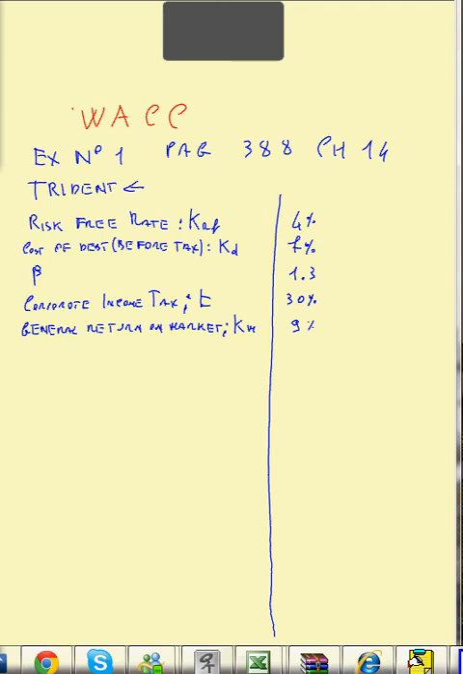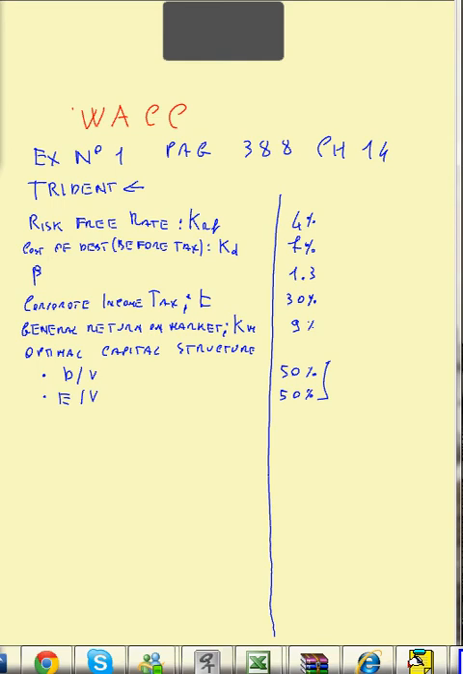Then we have to consider the optimal capital structure, which is given by debt over the total value of Trident, which is 50%, and equity over total value for Trident, which is 50%. These two values will be used to weight the components in the weighted average cost of capital.